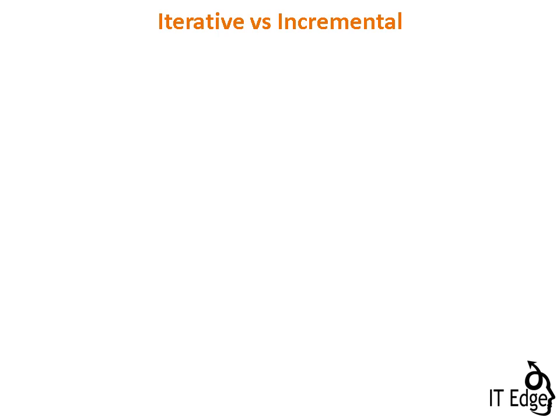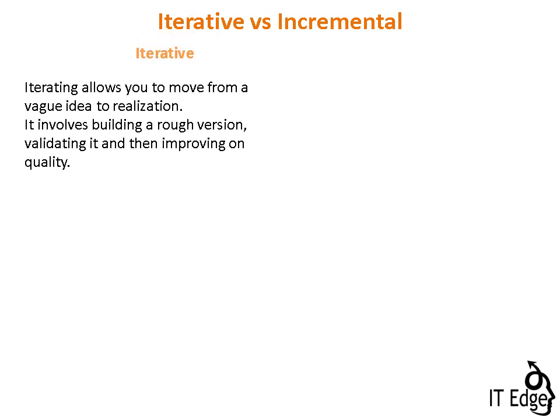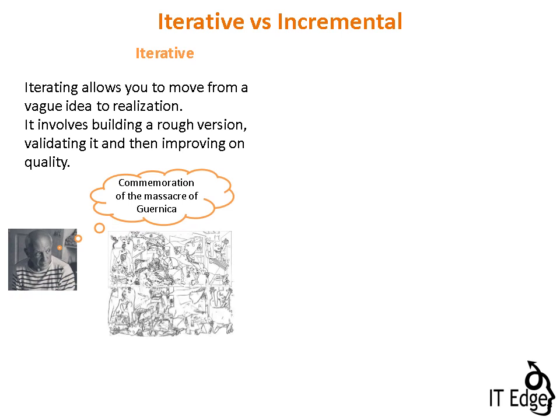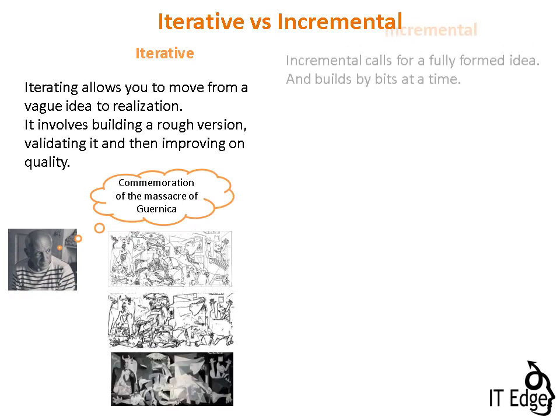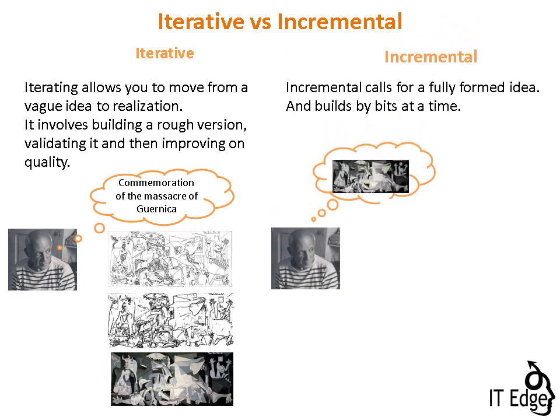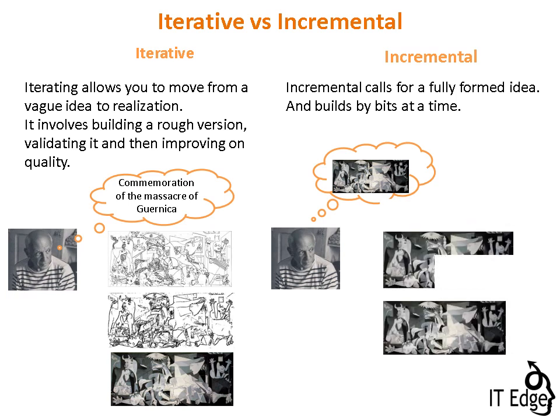What is iterative and what is incremental? The iterating approach allows you to move from a vague idea to realization. It involves building a rough version, validating it, and then improving on quality. The incremental approach calls for a fully formed idea and builds a bit at a time. The key difference is that iterating allows for improvisation and adaptation. Interestingly, like many creative artists, Picasso left behind enough sketches that prove he was working iteratively.